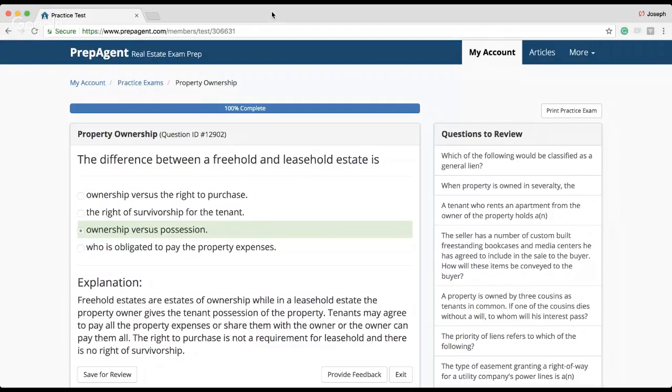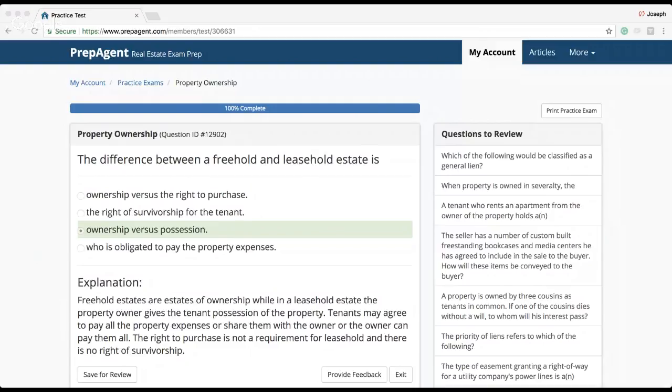Okay, good job. What are the different types of freehold estates you must know? What do you guys think? What are the types of freehold estates? Fee simple absolute, okay, a life estate, and fee simple defeasible.